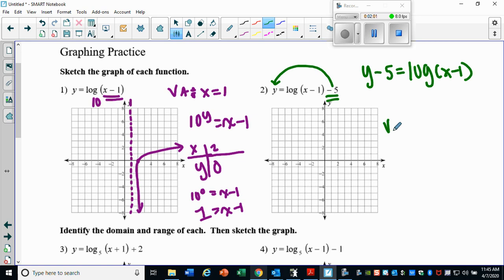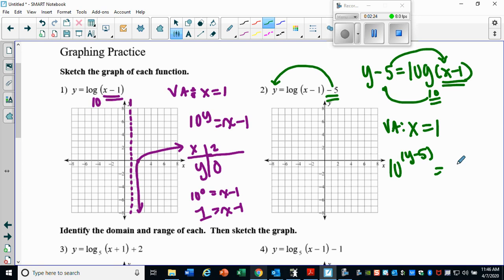So what is our vertical asymptote here? We make whatever is inside the parentheses equal to 0, so my vertical asymptote is x equals 1. Rewrite this as an exponent. Your understood base is 10 when it's not there. So 10 to the power of that whole thing, y minus 5, equals what is left, x minus 1. This one's a little bit uglier. So let's go ahead and draw our vertical asymptote.